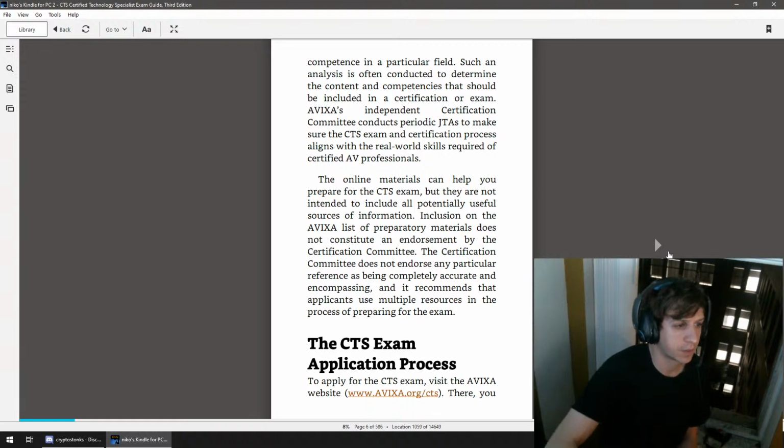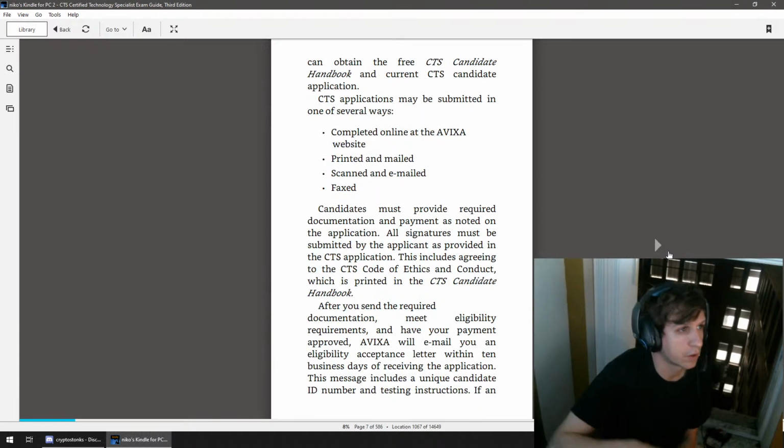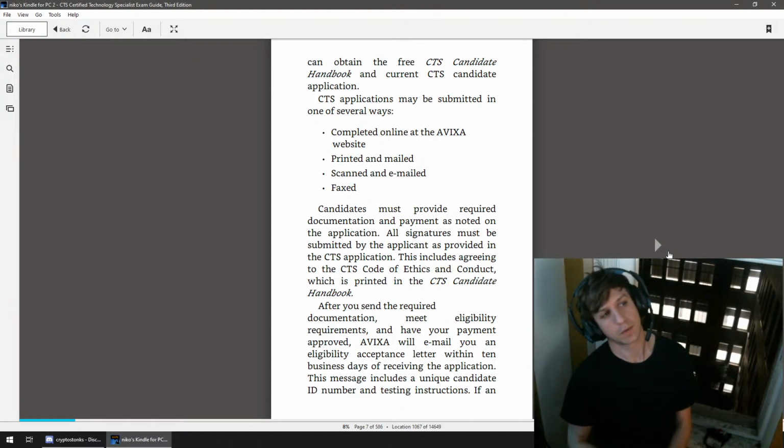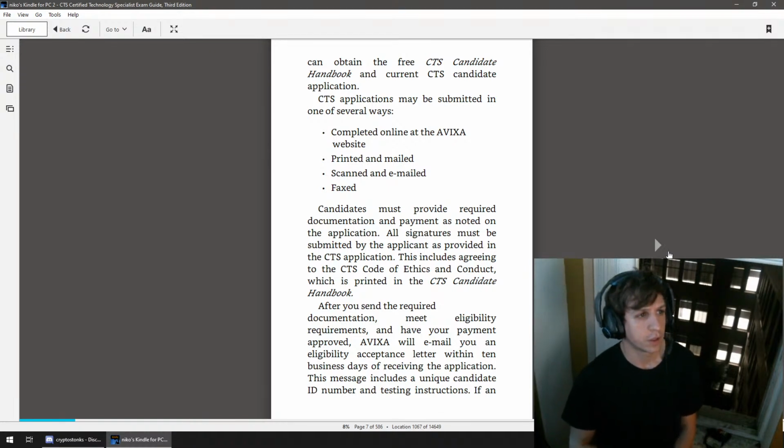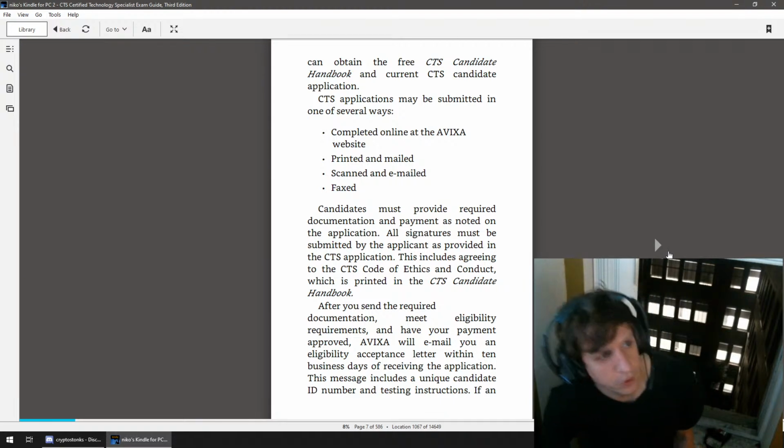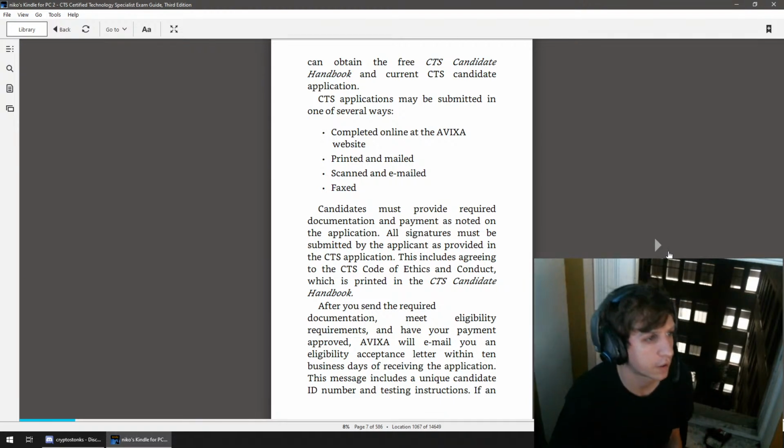The CTS exam application process. To apply for the CTS exam, visit the AVIXA website, avixa.org/cts. There you can obtain the free CTS candidate handbook and the current CTS candidate application. CTS applications may be submitted in one of several ways: completed online at the AVIXA website, printed and mailed, scanned and emailed, or faxed.